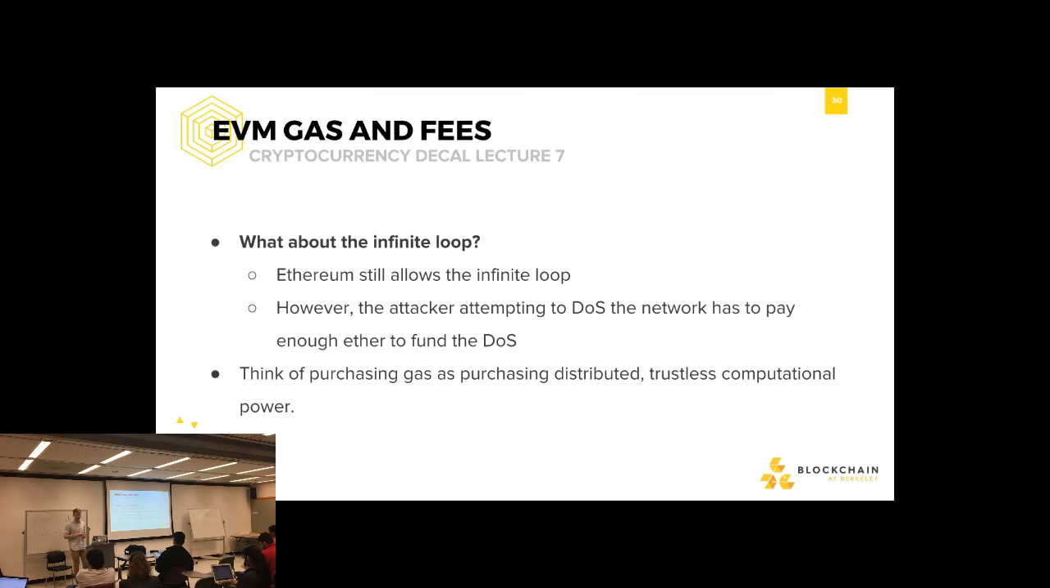So this brings us back to the infinite loop. Ethereum actually still allows the infinite loop. It just requires that you have enough gas to fund it, which is impossible. So if you're trying to run a denial of service attack, you basically have to front enough money to keep these malicious contracts running and holding the nodes up. Of course, hopefully this should disincentivize denial of service attacks because it'll be very expensive. And you can think of buying gas to fund these contracts as buying distributed trustless computational power.